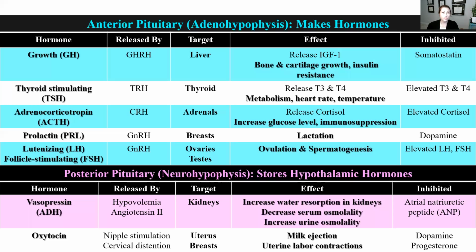This will work at the uterus and the breast to cause milk ejection and then uterine labor contractions. This is inhibited by dopamine and progesterone. So that's kind of our overall view of what's going on in the pituitary gland.